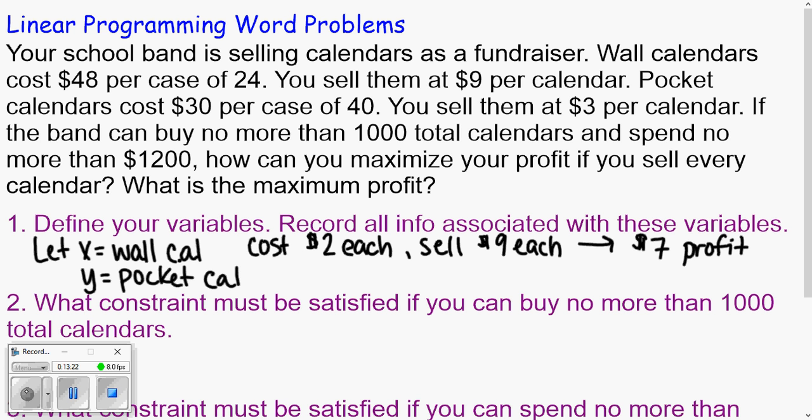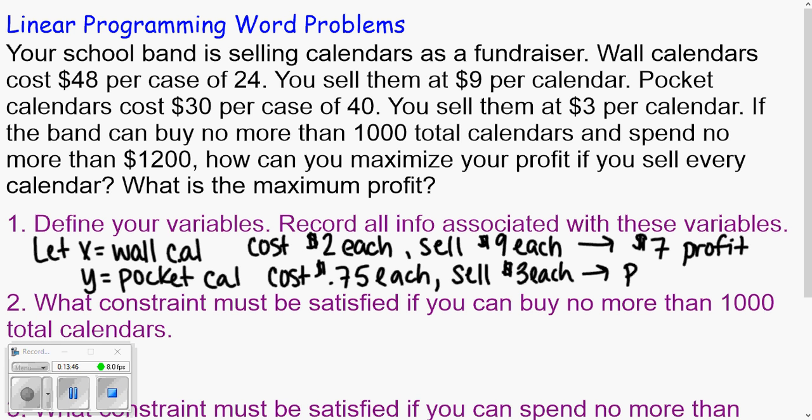All right, pocket calendars. Pocket calendars cost $30 per case of 40. So again, if you divide, 30 divided by 40, you get 0.75. So they cost $0.75 each, that's 75 cents. And they tell me I can sell them for $3 each. So my profit, if I subtract, is $2.25. Remember, your objective function, which is called P, is profit. So we're going to save those values for profit.